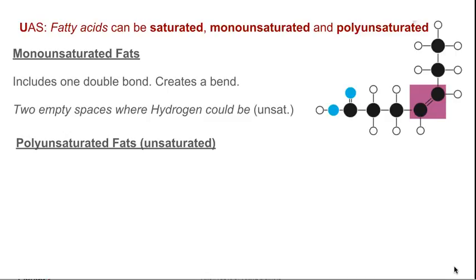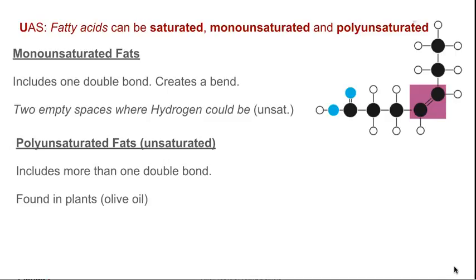Polyunsaturated fats, as you can imagine, the term poly means that it includes more than one double bond. It's found in plants. A good source would be, for example, olive oil. And they are liquid at room temperature.